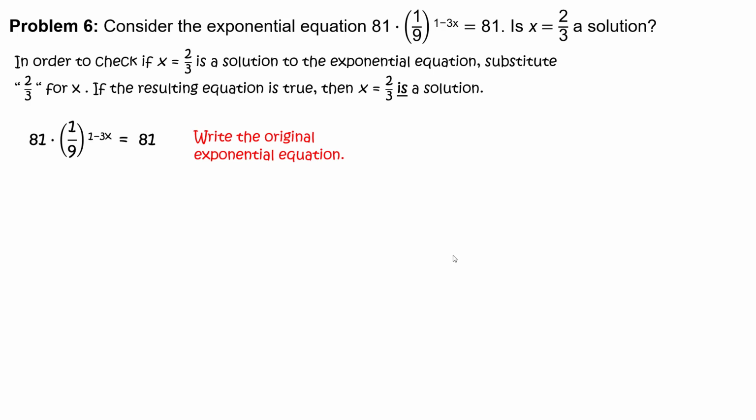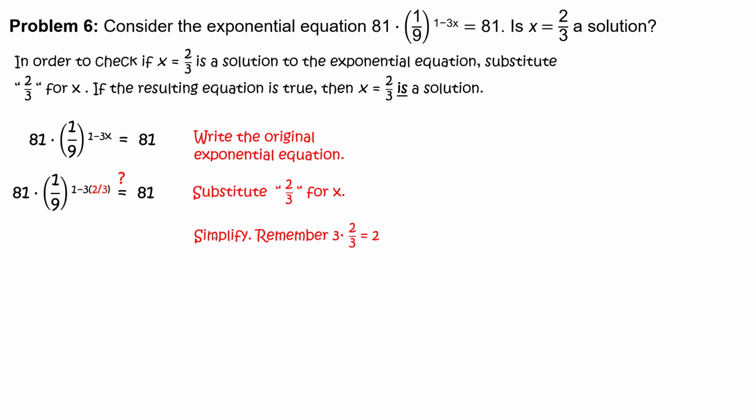I'm going to begin by writing the original exponential equation. 81 times 1/9 raised to 1 minus 3x equals 81. Notice x appears only once in the exponent, right? That's why it's called an exponential equation. I'm going to substitute 2/3 for x. So 81 times 1/9 raised to 1 minus 3 times 2/3 equals 81. And then because I haven't really evaluated whether this number statement is true or not, I'm going to put a question mark over the equal sign.